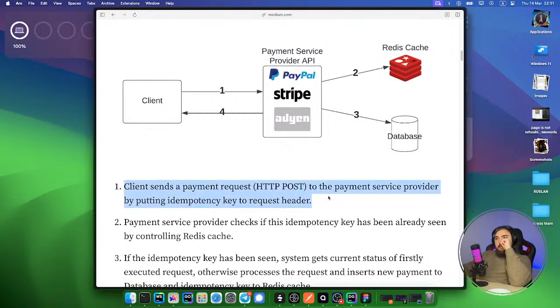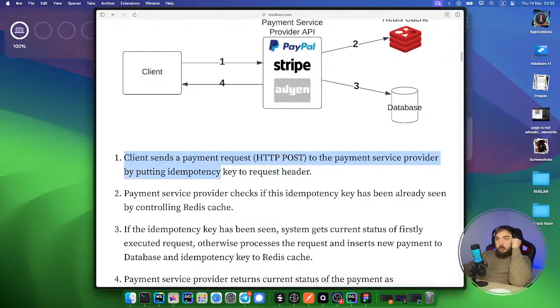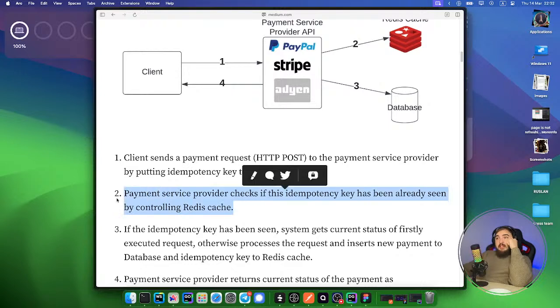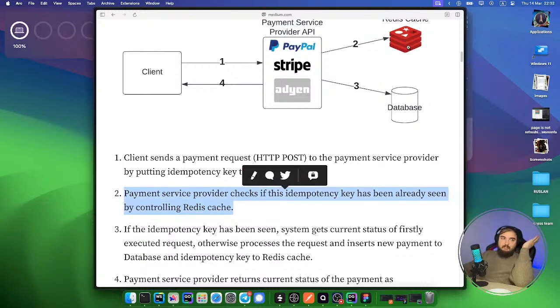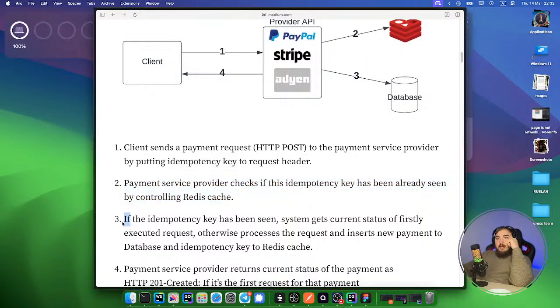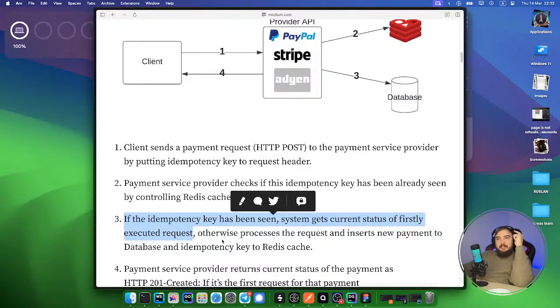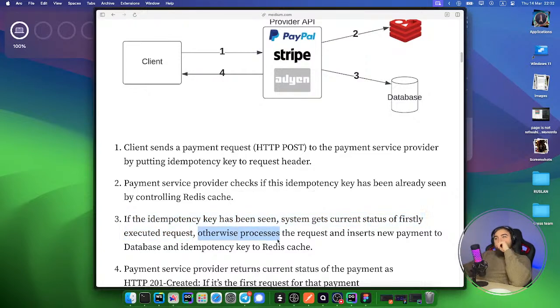Client sends a payment request post to the payment service provider by putting the idempotency key in the request header. Of course, the payment service provider checks if the idempotency key has already been sent by checking the Redis cache. As I said, if the idempotency key has been seen, the system gets the current status of the first executed request. You are attached to the previous request. Otherwise, it processes the request and inserts the new payment into the database and the idempotency key into the Redis cache.